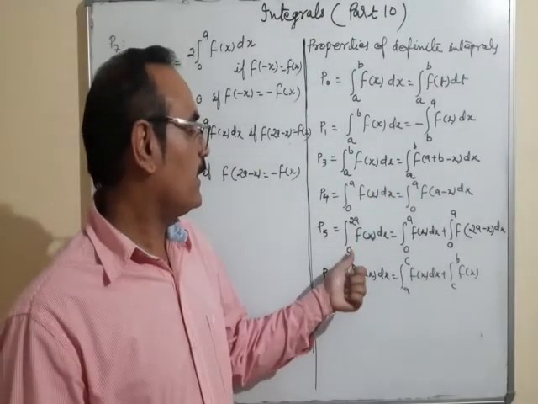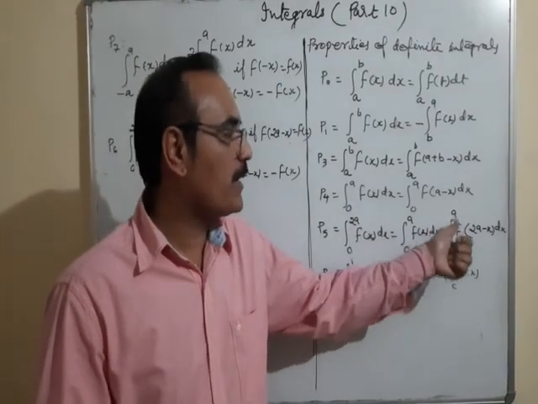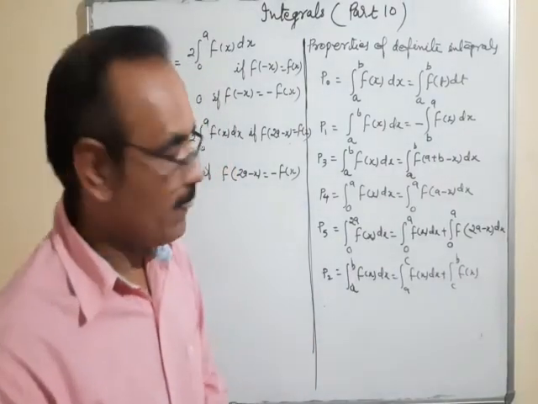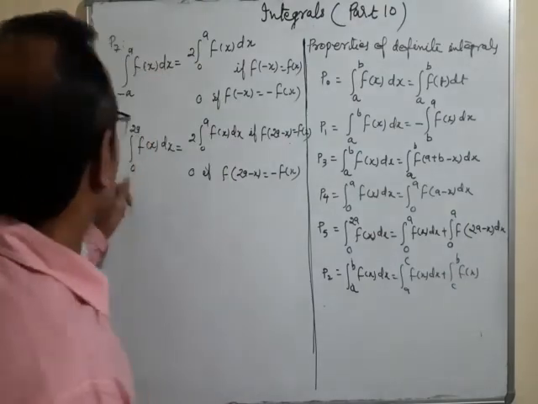Property number 5. Integral from 0 to 2a of f of x dx equals integral from 0 to a of f of x dx plus integral from 0 to a of f of 2a minus x dx. Okay. Property number 6, which is derived from that only. This is property number 6.